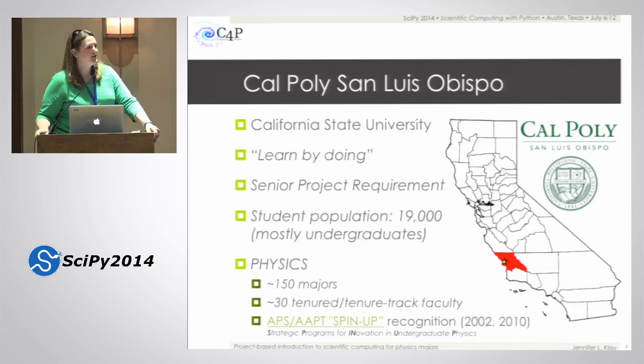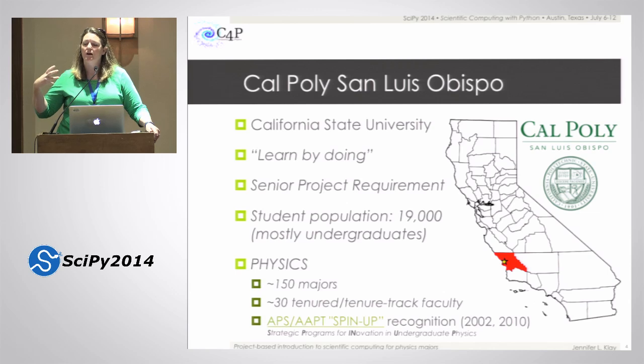So I come from Cal Poly San Luis Obispo. I've been there for 7 years. Before that, I was a staff scientist at Lawrence Livermore National Laboratory. We're part of the CSU system, and our motto is learn by doing, and the university is very much dedicated to active learning and making sure that students are really doing things, developing their own tools and designs and codes and so forth. And part of that is we have a senior project requirement, where students actually have to engage in a research project with faculty.